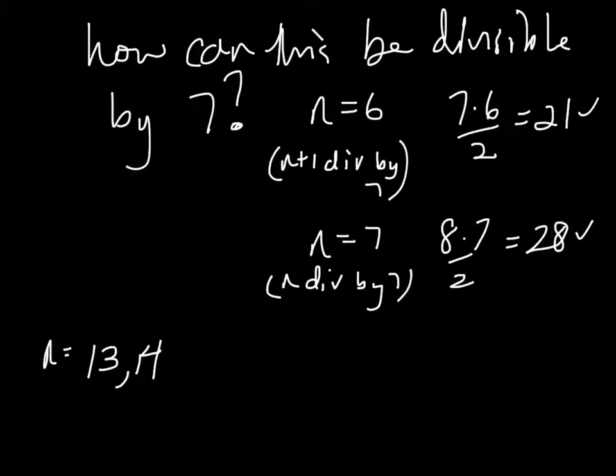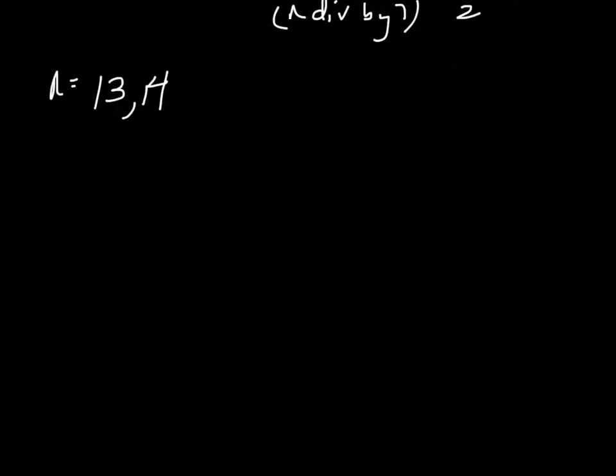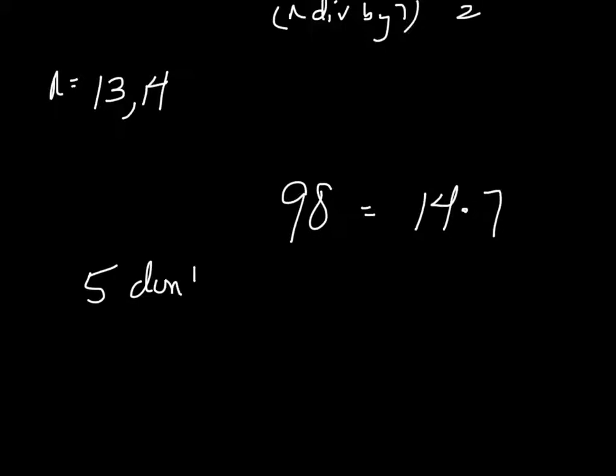Exactly. So basically, if you look all the way up to 98, we've got 98 is 14 times 7. 5 don't, 2 do. So 2 sevens. So 28 out of 98 are going to work, and then the last 2 aren't going to work, so it's going to be 28 out of 100.